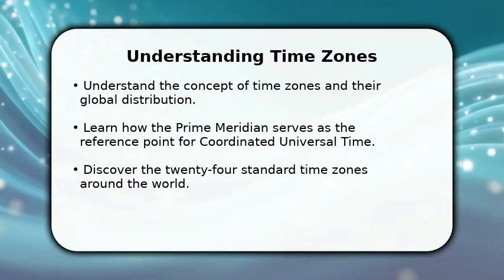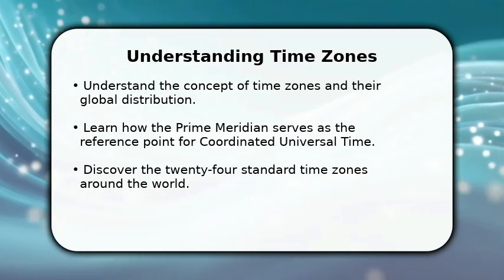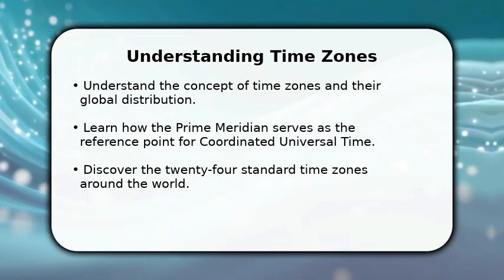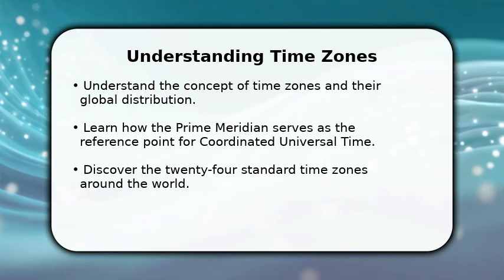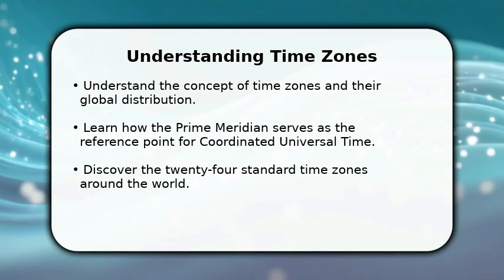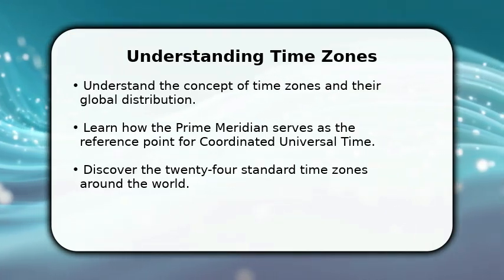In this video, I will explain how to use a world time zone map. First, let's grasp the fundamental concept of time zones. The Earth is divided into 24 sections, each representing 1 hour of time difference. The prime meridian, passing through Greenwich, England, is our 0 point, establishing Coordinated Universal Time, or UTC.